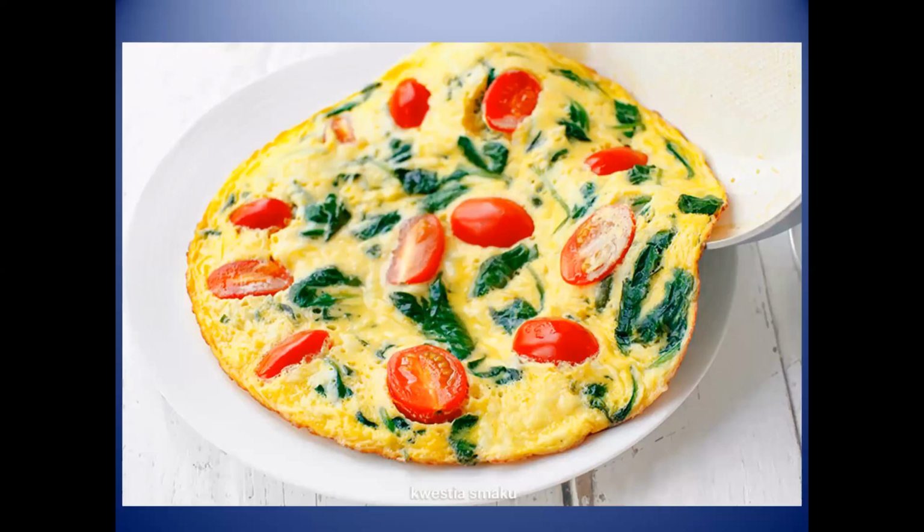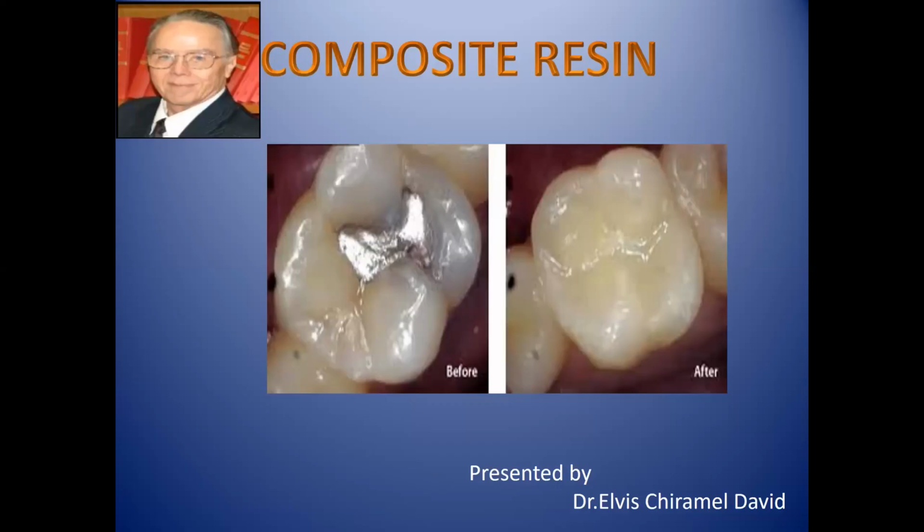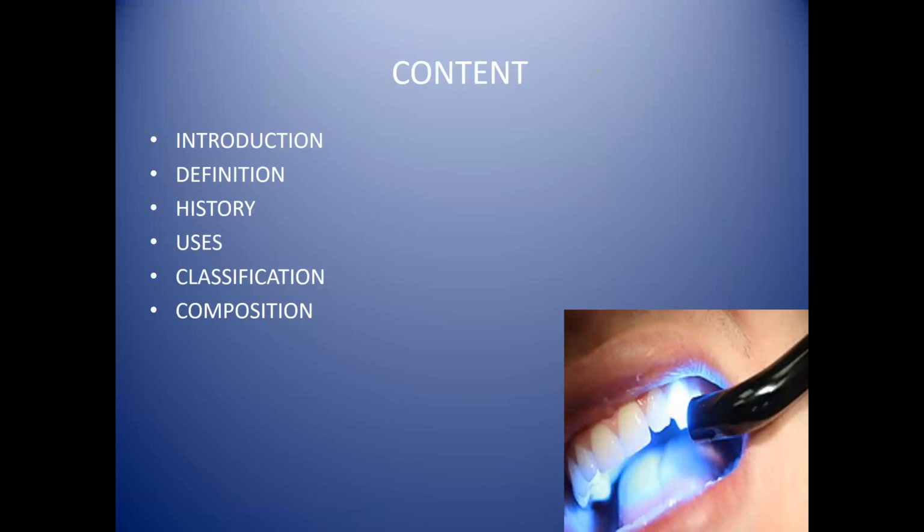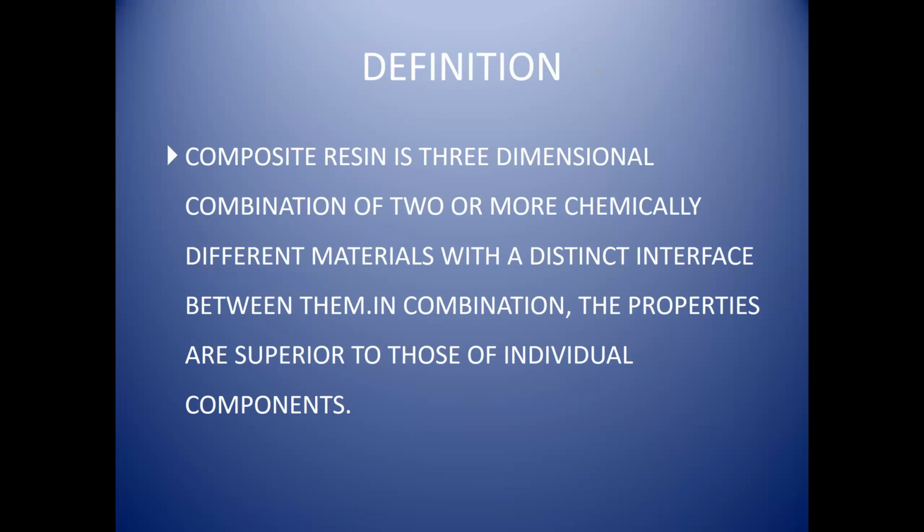All right. So we were discussing composites. We'll be discussing introduction, definition, history, uses, classification, and composition of composites. Composites are basically a three-dimensional combination of two or more chemically different materials with a distinct interface between them. In combination, the properties are superior to those of the individual components of the composite.